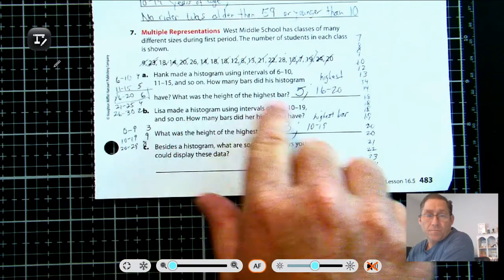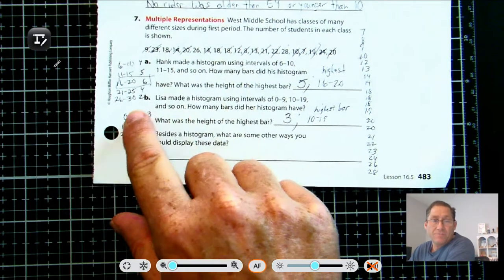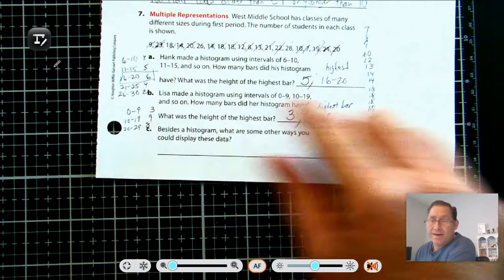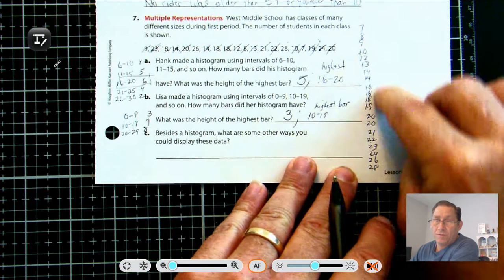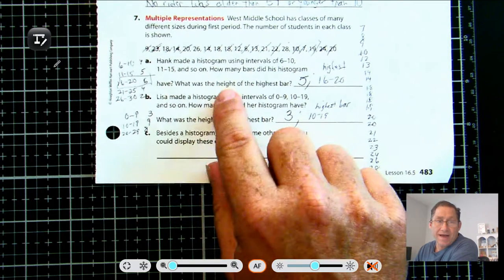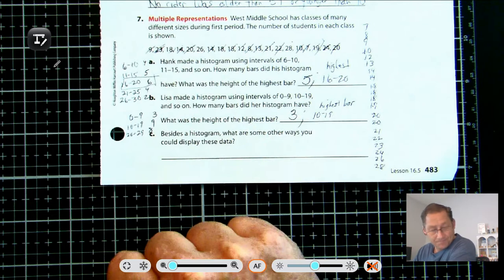Okay, so again, how many bars does she have? Well, if you have 0 to 9, 10 to 19, and 20 to 29, that would include all of our data points. So she has 3. The highest one is 10 to 19.